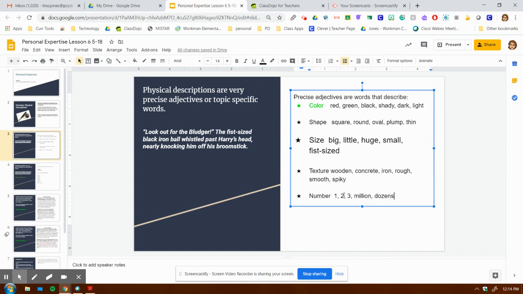So these precise adjectives of color, shape, size, texture, and number are ways that you can help your reader visualize exactly what you mean. Listen in the next video to find out more about topic-specific words.